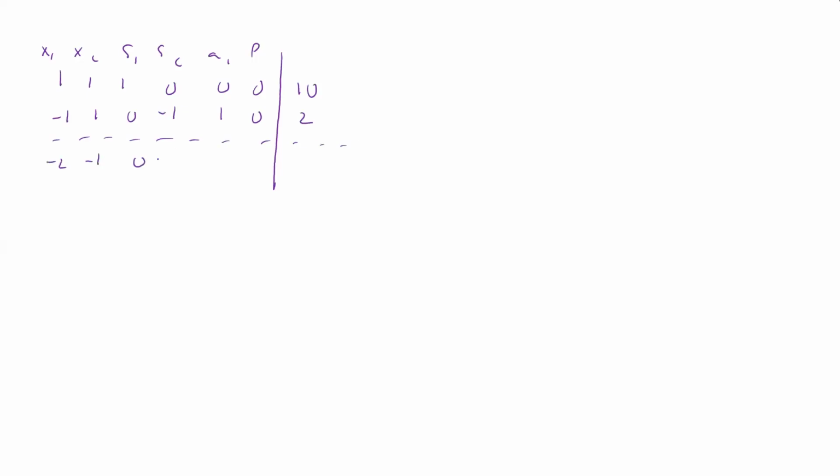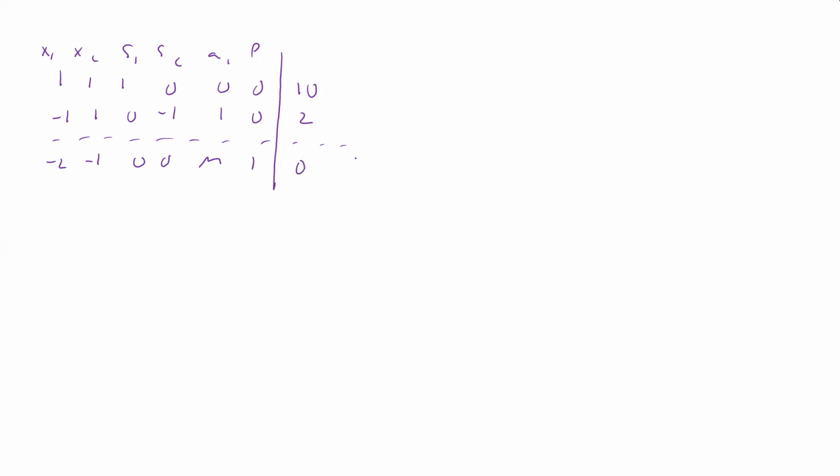We had X1, X2, S1, S2, A1, P, and then we had 1, 1, 1, 0, 0, 0, and then we draw our line here, and then we had a 10, then we had -1, 1, 0, -1, 1, 0, and a 2, and then we have our dotted line, and then we had -2, -1, 0, 0, M. Here's where we have to do our work. And then we had a 1, and then we had a 0.